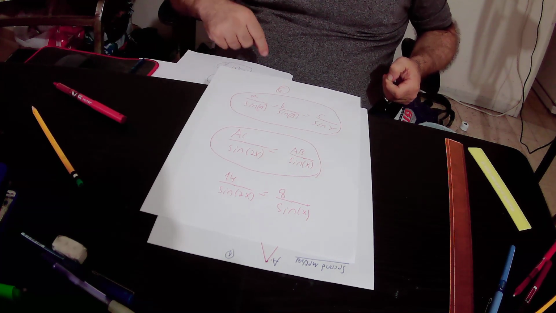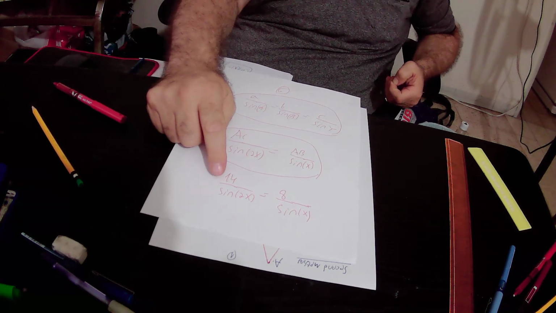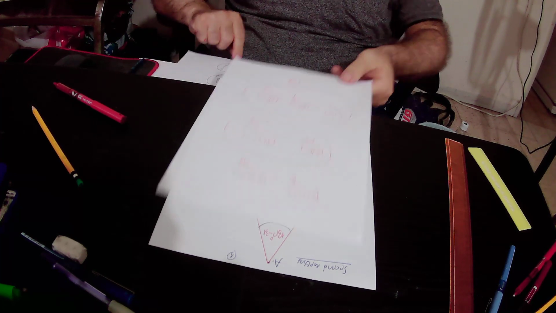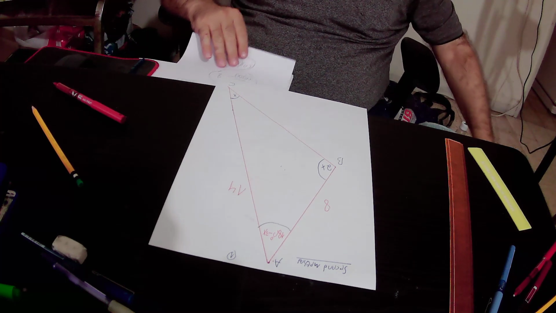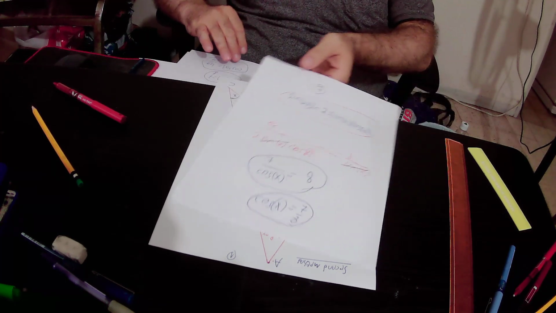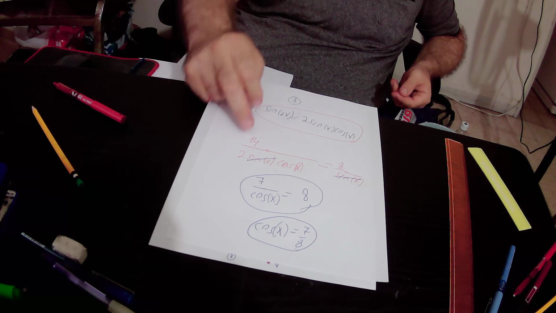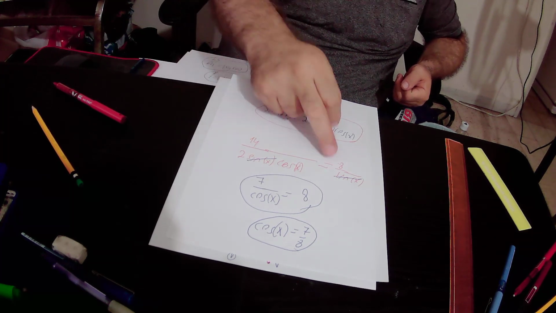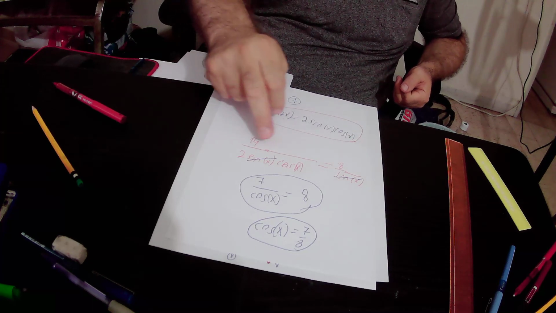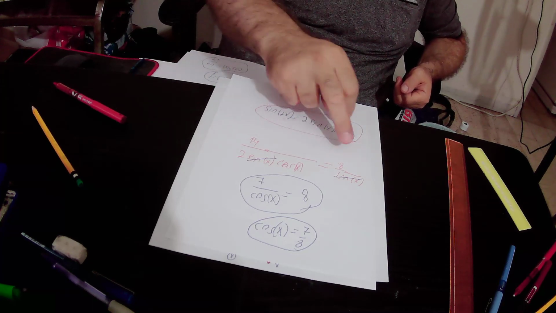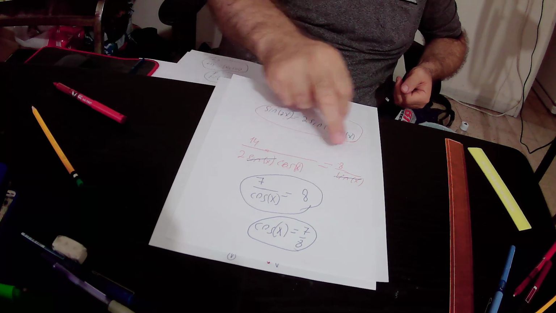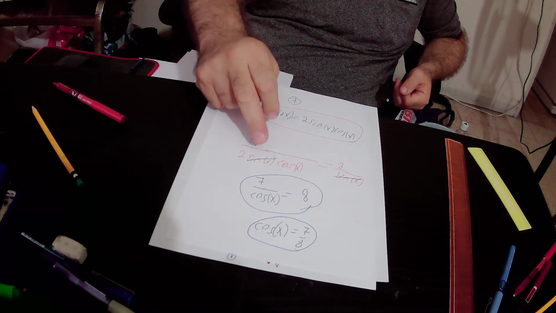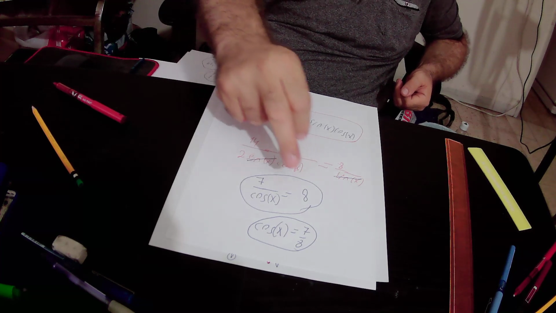And we know that sine 2x equals 2 sine x cosine x. So we can write here 14 over sine 2x, that is 2 sine x cosine x, equals 8 over sine x. We can cancel sine x because we have sine x in the denominator of both sides of the equation. And after we cancel sine x, we find that cosine x equals 7 over 8.